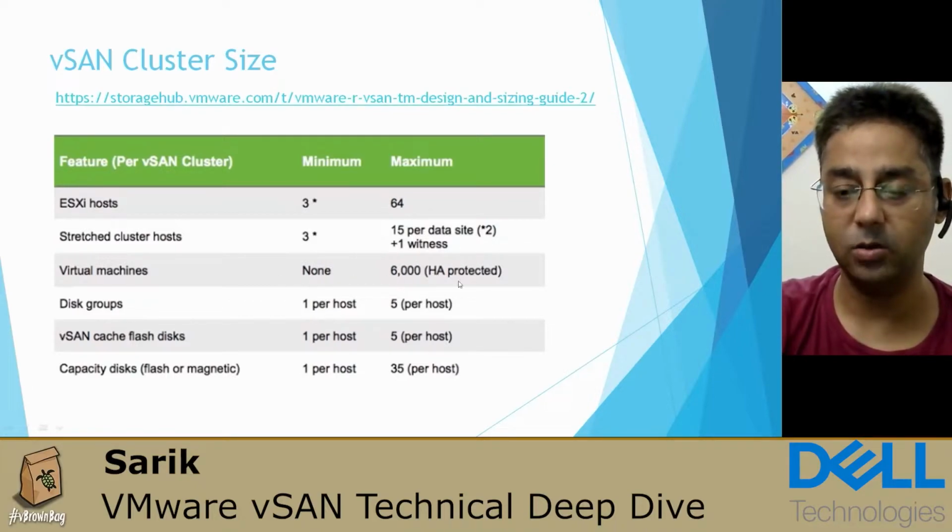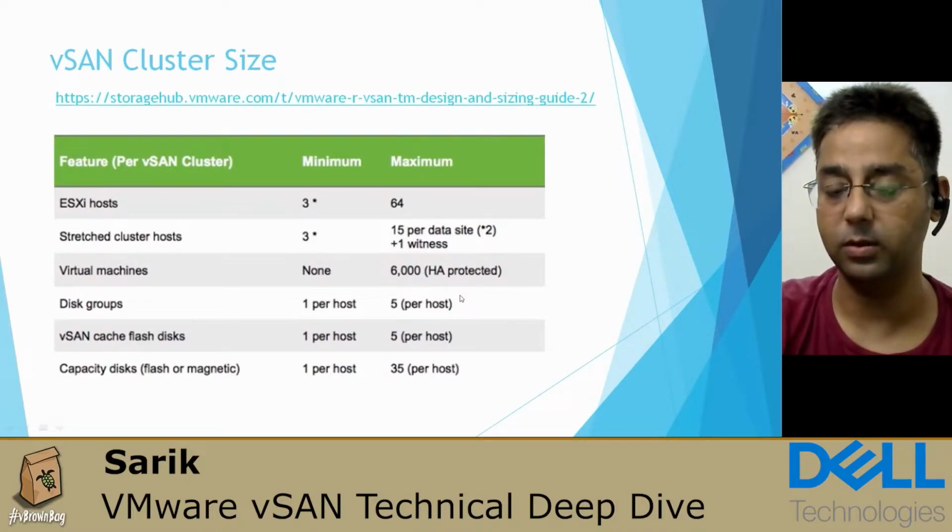For the number of VMs, the minimum is none, and the maximum we can have is 6,000 VMs, which would be HA protected within the cluster. We would have one disk group per ESXi host as a minimum, and the maximum is 5. For the cache disk, we need one cache disk, and a maximum of 5 cache disks. And based on the calculation, we would have one capacity disk as a minimum, and the maximum is 35.